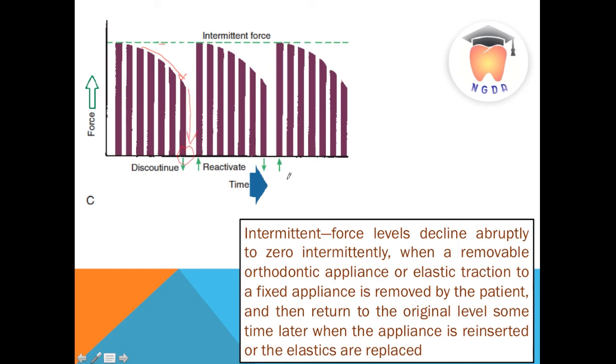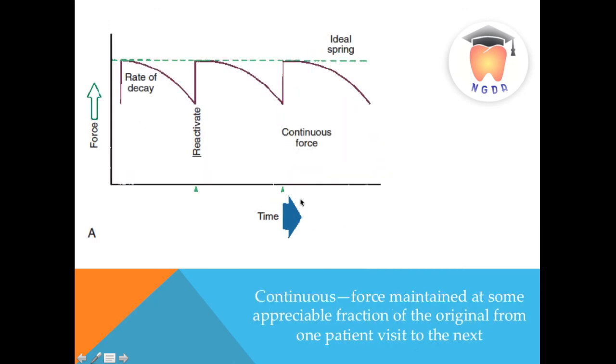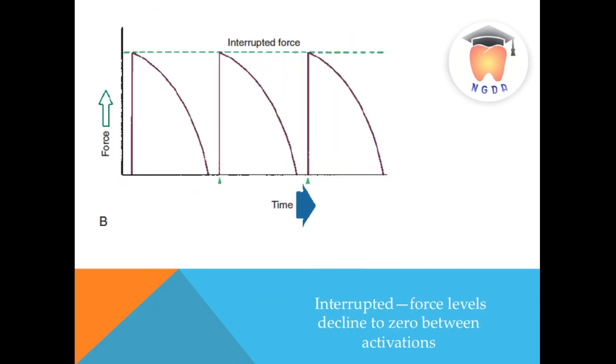The intermittent force is mainly applied by removable appliances, which we can remove, like Hawley's appliance or any kind of acrylic plates, elastics, headgears or face masks. Such appliances are removable, so they give intermittent force, and interrupted and continuous forces are generally applied by fixed appliances.